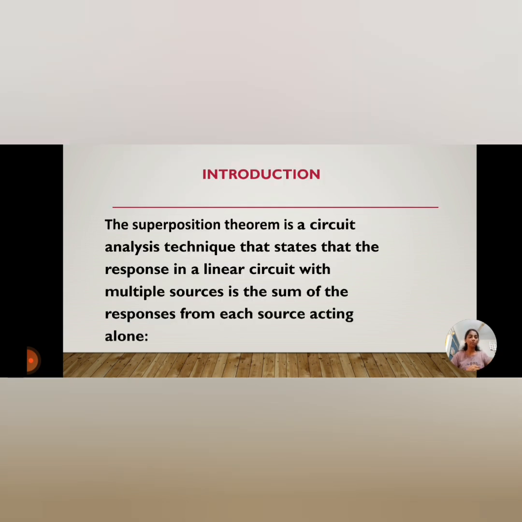Introduction of the superposition theorem. The superposition theorem is a circuit analysis technique that states that the response in a linear circuit with multiple sources is the sum of the responses for each source acting alone.